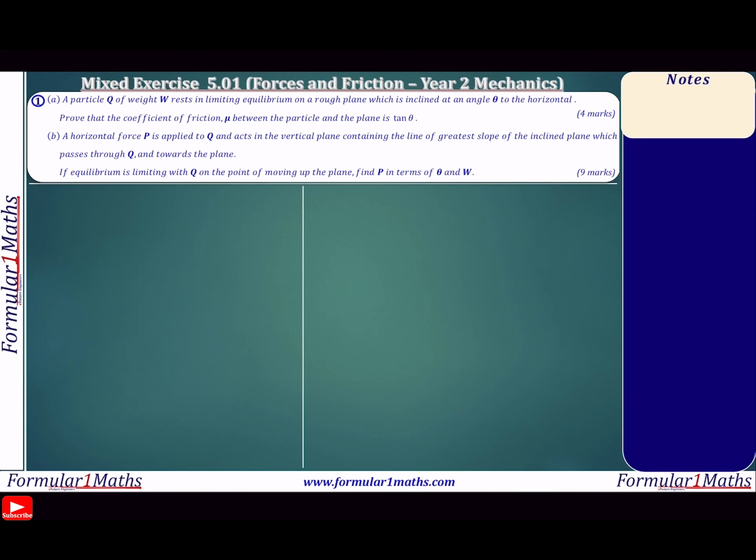Mixed exercise 5.01, forces and friction. A-level applied maths, year 2. We are going to answer two questions.